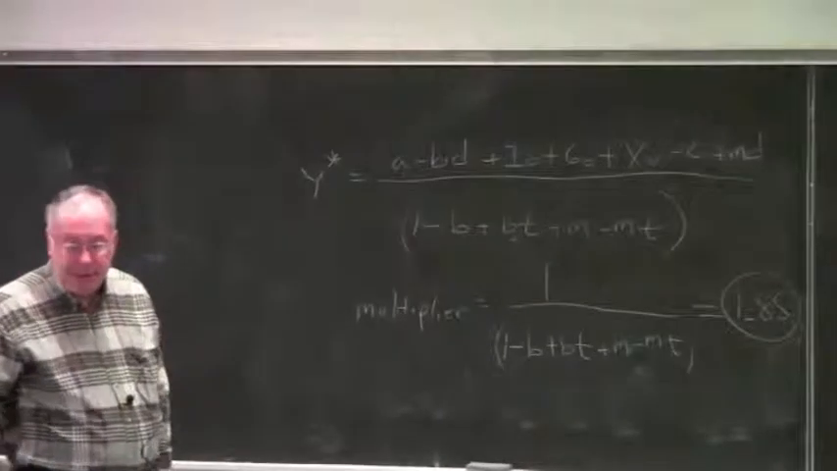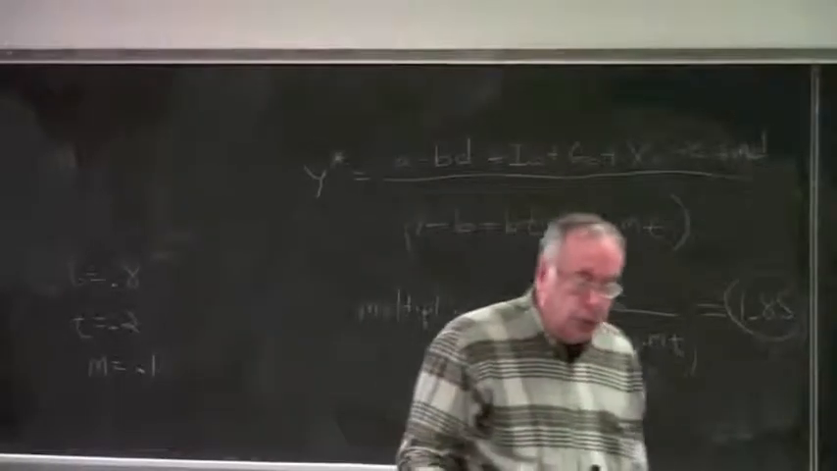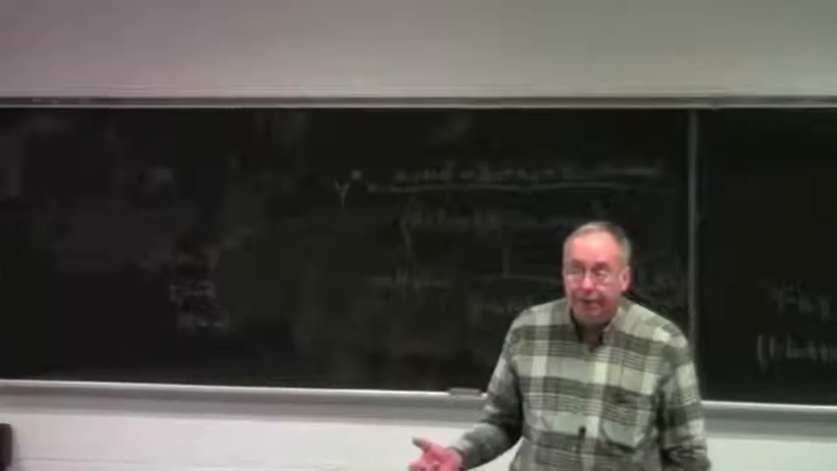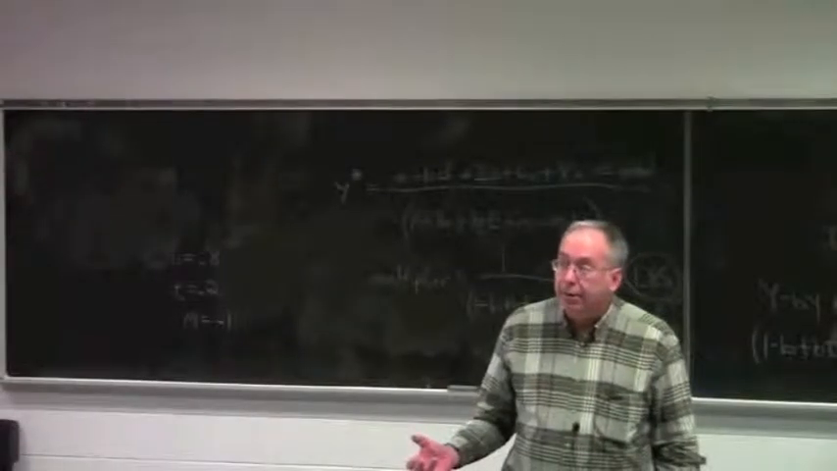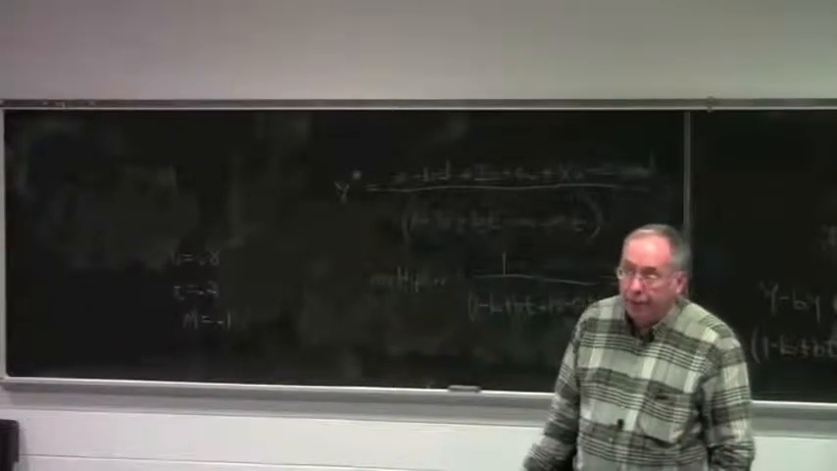In the simplest model, the multiplier was 1 over 1 minus b. If b is 0.8, multiplier is 5. In the simplest model, the multiplier was 5. Now, the multiplier is 1.85, dramatically lower.